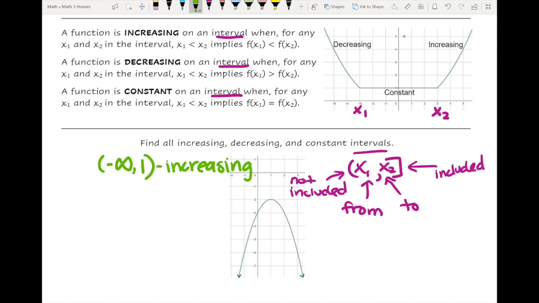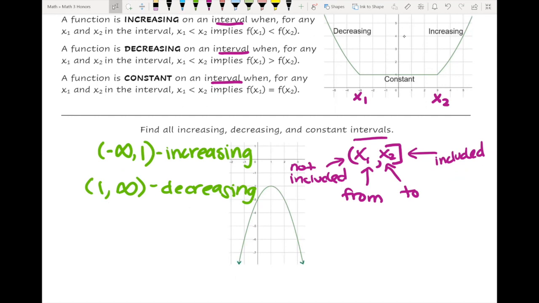The decreasing interval, again, I still read left to right, and from the x value 1 on forever, it's got the arrow, goes to infinity. So from the 1 to infinity, it is decreasing. Notice that again, I did not include the 1 or the infinity. They have parentheses on them. They were not included in the increasing or decreasing interval. And as far as constant goes, there is no totally flat constant part on this graph. So I have no constant interval.